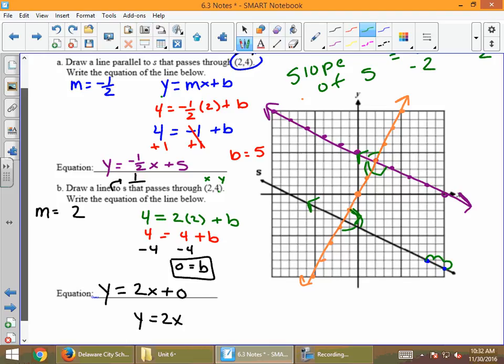Questions over that? Again, it's pretty much what we did the last couple of days. You just have to maybe adjust your slope before you find the equation. Literally what we did yesterday. You just might have to flip your slope and change the sign, or keep it the same.